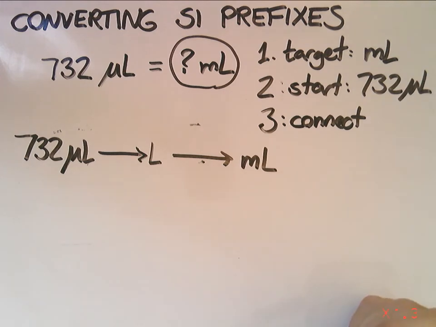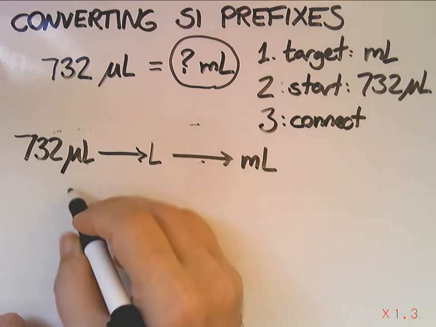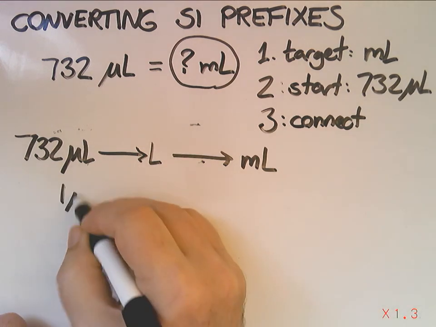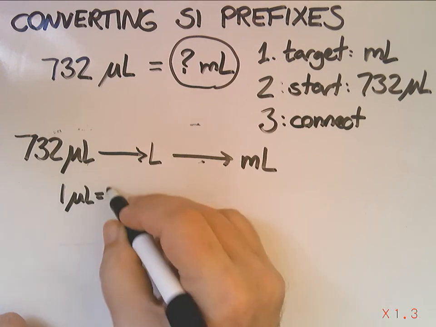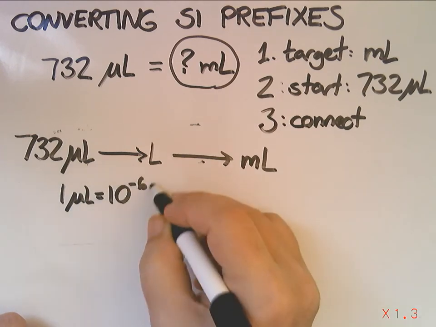I could connect through liters first. And we did the calculation the long way just a little while ago. Now, I can write down those little facts. 1 microliter is 10 to the minus 6 liters.